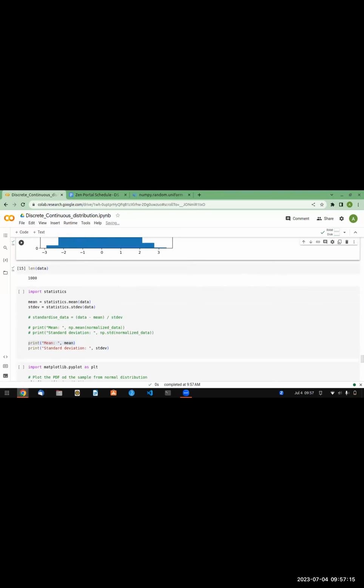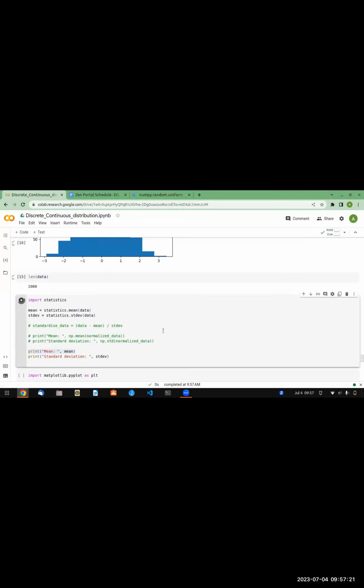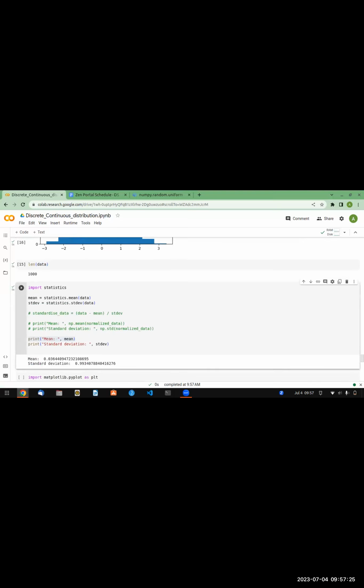No worries. So coming back to this one, guys, I am printing the mean value and the standard deviation value of my data. Now, can you see what the mean value and the standard deviation value are? This is the mu, this is the sigma.